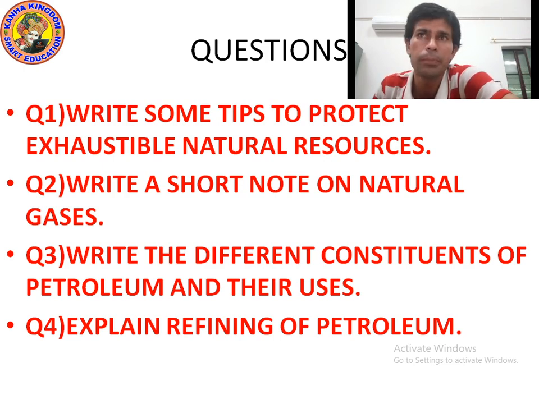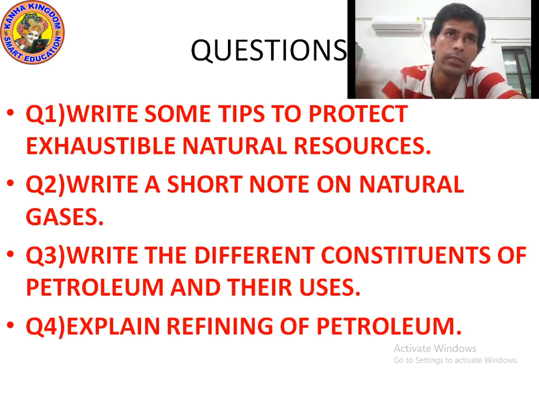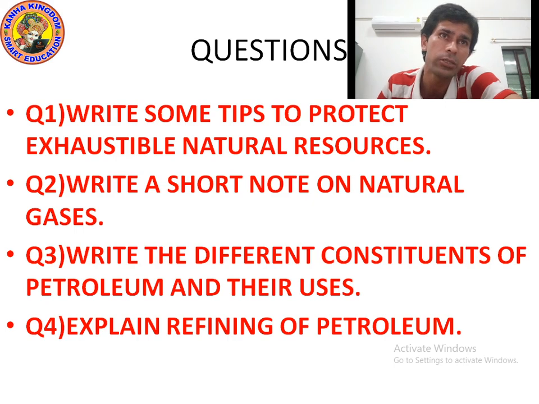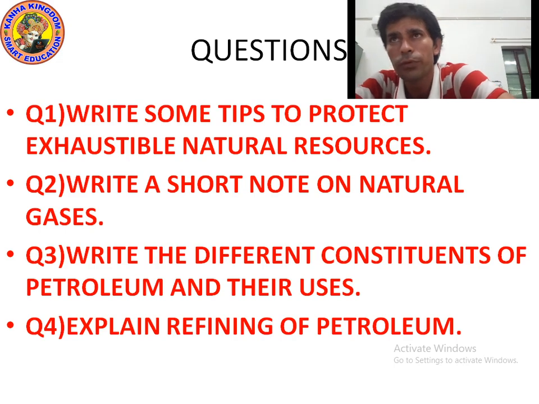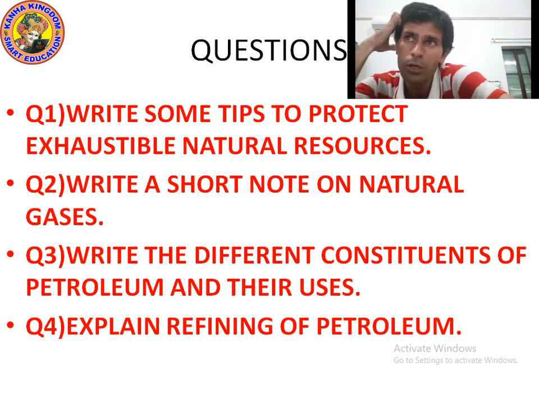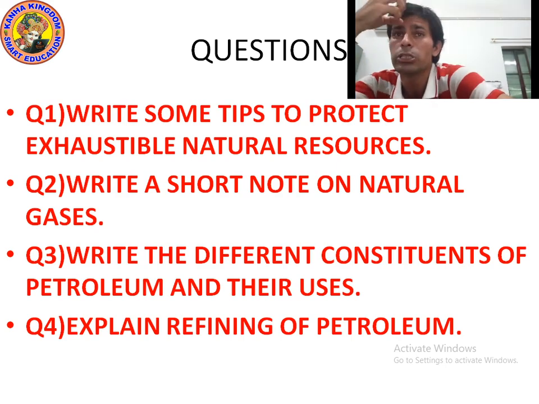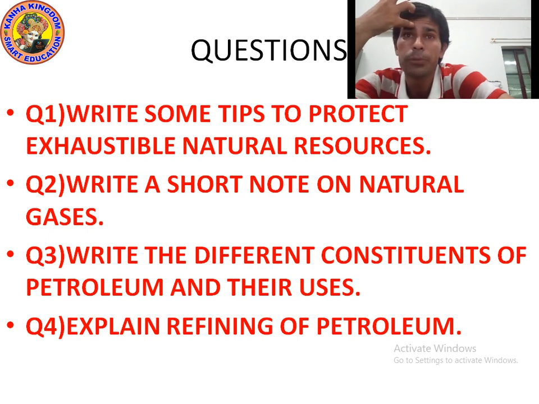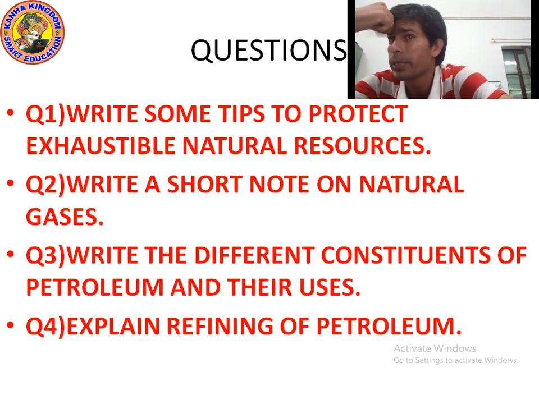Question number 3: write the different constituents of petroleum and their uses. So kids, there are different constituents of petroleum, like LPG. LPG is used as a fuel for home and industry. Petrol is used as motor fuel, aviation fuel, and solvent for dry cleaning. Kerosene is a fuel for stoves, lamps and jet aircraft. Diesel is used in heavy motor vehicles and electric generation. Lubricating oil is used for lubrication. Bitumen is used for paint and road surfacing. Paraffin wax is used for ointments, candles and wrestling.